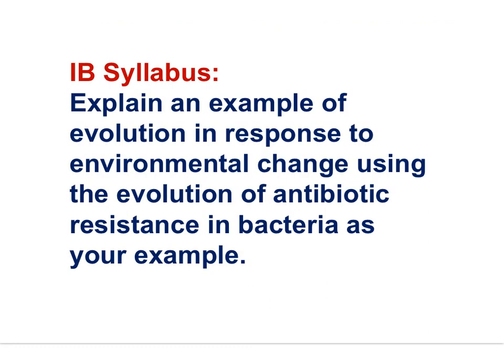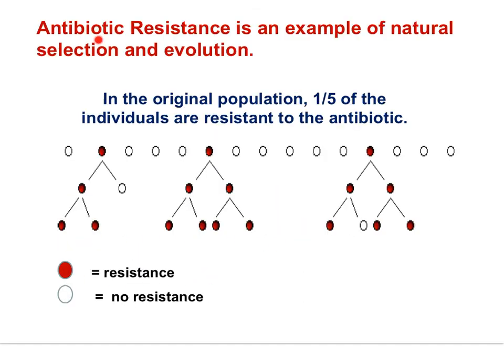The next IB syllabus statement is: explain an example of evolution in response to environmental change using the evolution of antibiotic resistance in bacteria as your example. Antibiotic resistance is an example of natural selection and evolution. Variation in sexually reproducing populations is a given. You can see the variation here. In the case of bacteria, the genetic variation exists in the original population. In fact, the resistance exists naturally, albeit in low frequency.